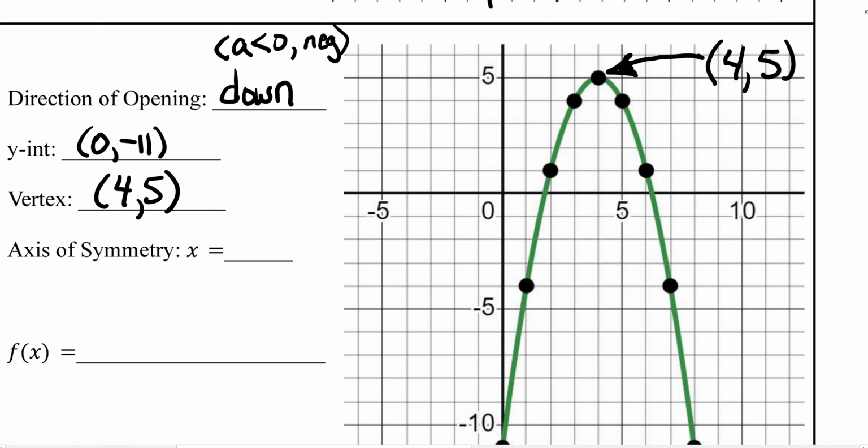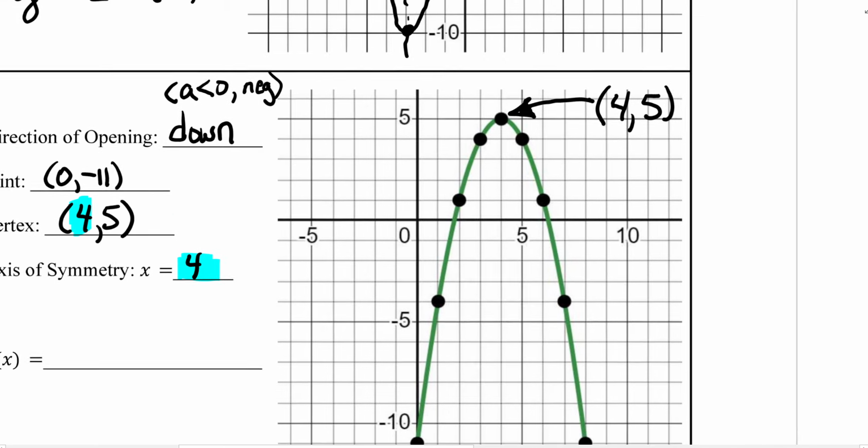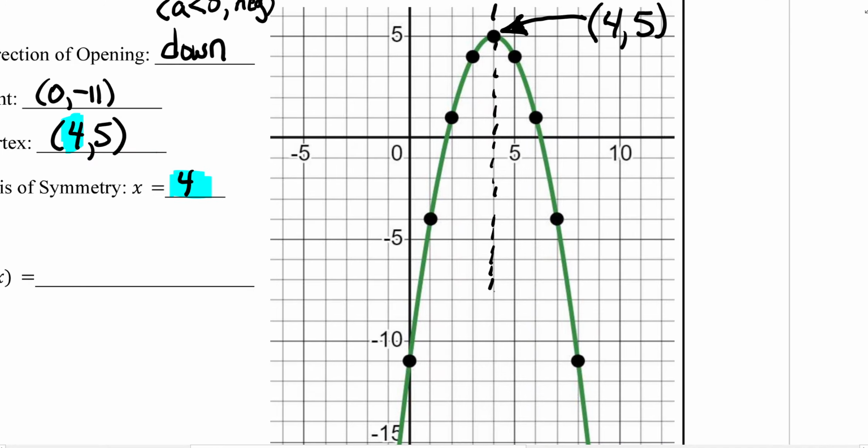The axis of symmetry is always the same as the x-coordinate of your vertex, and so it's x equals 4, the equation of this line here, which technically speaking is not part of the parabola, but it helps us make sure that we're graphing it correctly.